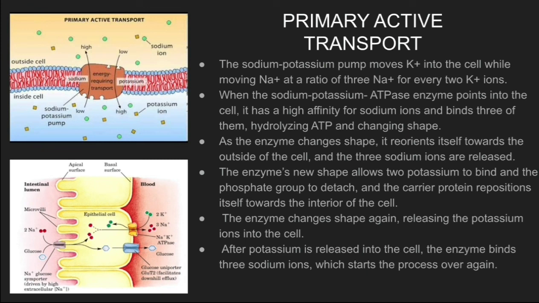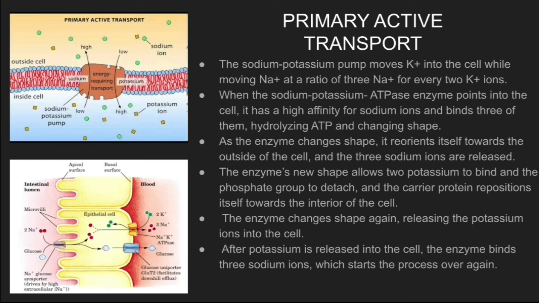To read out the points, these are the key points to be remembered in primary active transport. The sodium potassium pump moves K plus into the cell while moving Na plus out, at the ratio of 3 Na plus for every 2 K plus ions. When the sodium potassium ATPase enzyme points into the cell, it has high affinity for sodium ions and binds 3 of them, hydrolyzing ATP and changing shape.